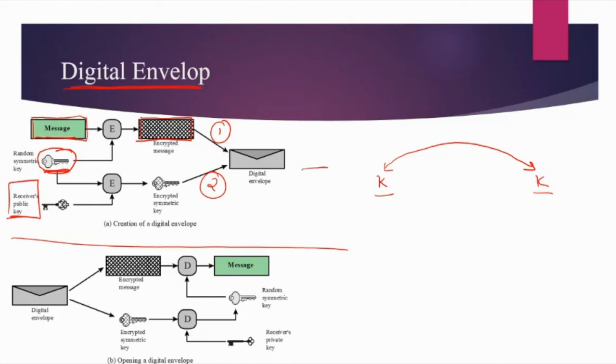Now this envelope will go to the receiver's end. The receiver will take out these two things separately. First, he will decrypt the key using his private key, and he gets the key in unencrypted form. Then this key is used for decryption of the message. If we get the correct message, if we are able to decrypt, it means that the encrypted key is right, and the secret key is shared between the two parties. So this is how a digital envelope works.